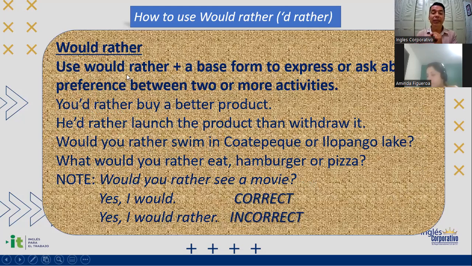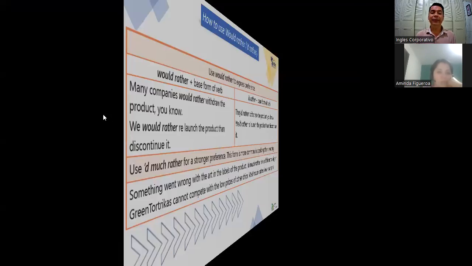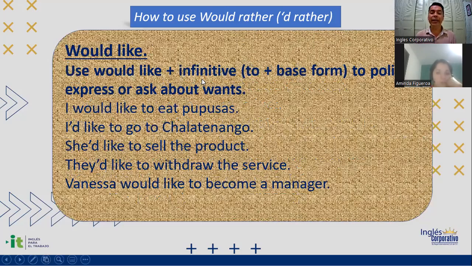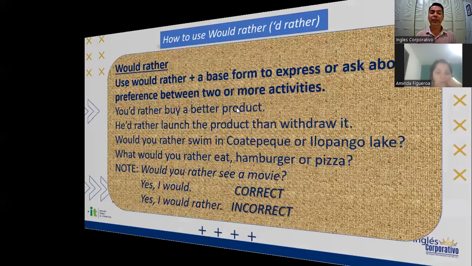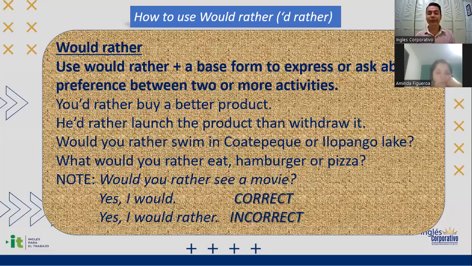But pay attention. Would rather plus a base form. So, no infinitive. The base form. You would rather buy. No, you would rather to buy. No. It's the base form. In would like, we use infinitive, but in would rather, we use the base form. That's the difference, right? And also you have two options, right? Aquí tenemos solo una opción. Y aquí tenemos dos o más opciones, right?